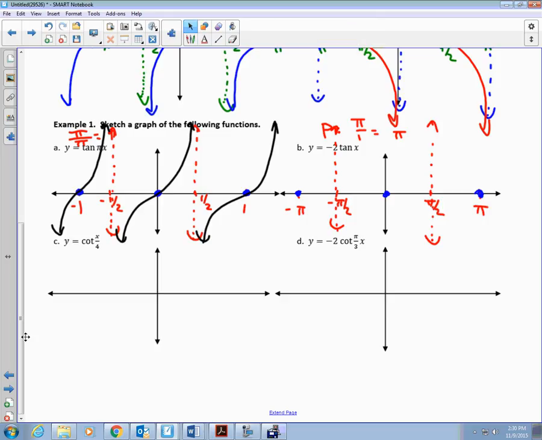Now, what's different about this tangent graph compared to the other one? There's a negative 2 in front. Here's what I'm going to tell you, folks. Don't worry about the 2. That just means it's stretched vertically. It's tough to show that with a graph. But do worry about the negative. What do you think the negative does? A vertical flip. So will it start down and finish up, or will it start up and finish down? Start up and finish down, exactly.